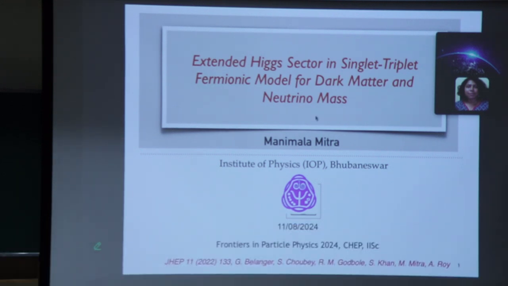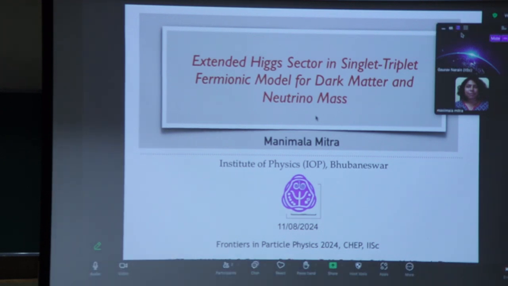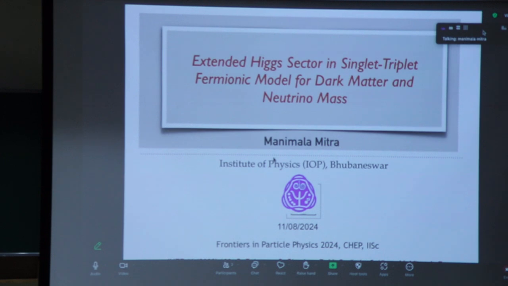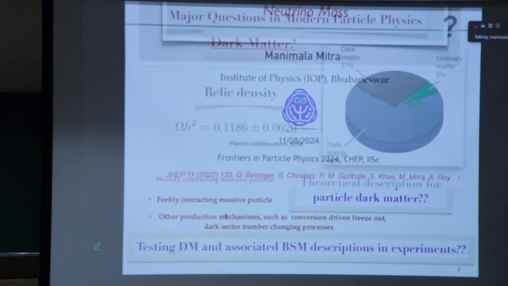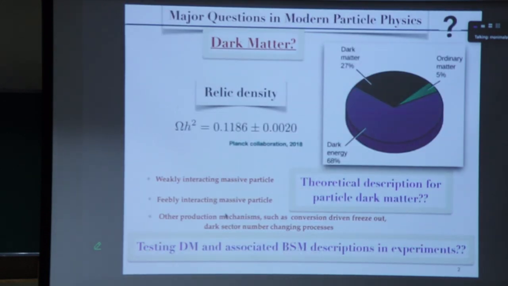So I'm going to talk about extended Higgs sector in singlet-triplet fermionic model for dark matter and neutrino mass. Although there is almost nothing that I will actually be speaking about neutrino mass here, as you will see. This is very much related to this work that we published a couple of years back with Genevieve, Rohini, my students and some of the other collaborators. So I don't need to explain this in detail.